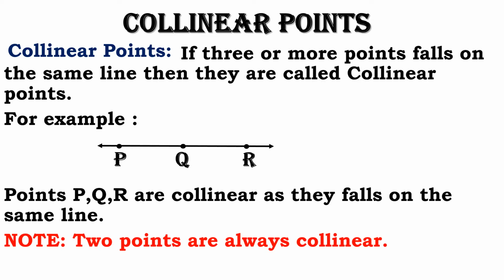Make a note, 2 points are always collinear because if we join any 2 points on a plane, they will fall on a single line. Hence 2 points are always collinear.